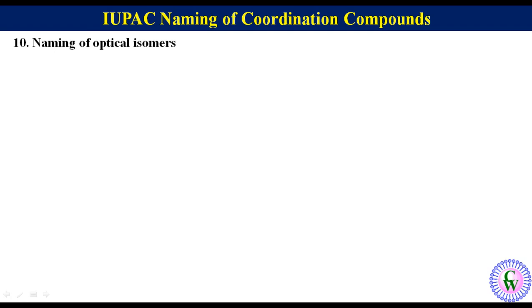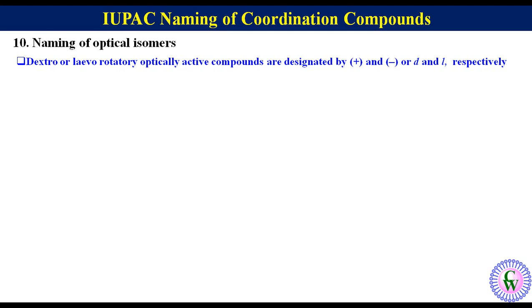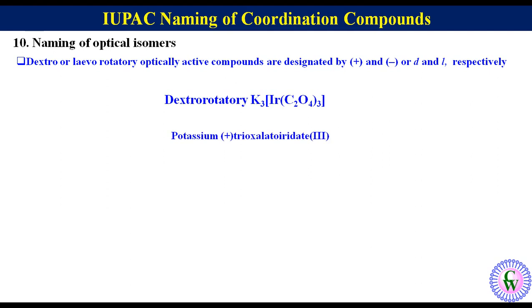Point number 10. Naming of optical isomers. Dextro or levorotatory optically active compounds are designated by plus and minus or D and L respectively. For example, dextrorotatory K3[Ir(C2O4)3] can be named as potassium (+)-trioxalatoiridate(III), or it can also be named as potassium D-trioxalatoiridate(III).